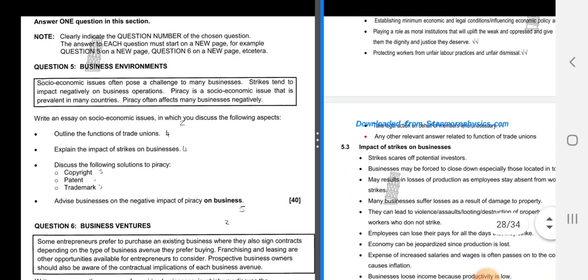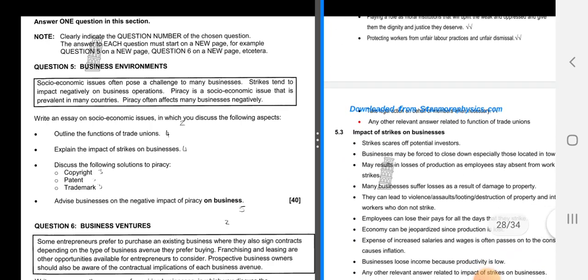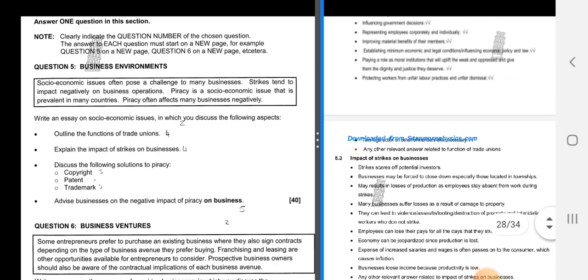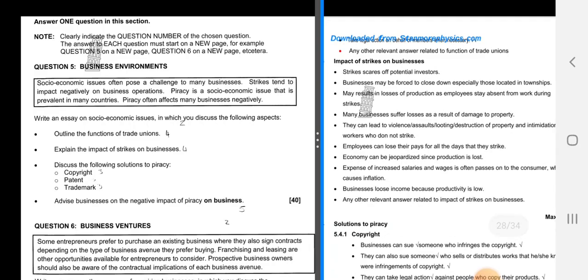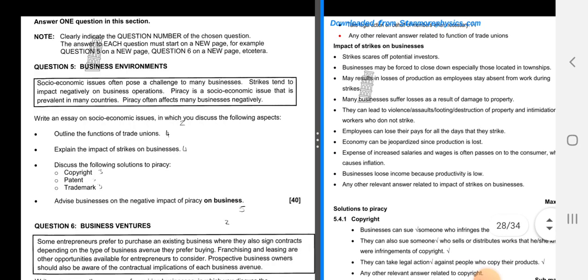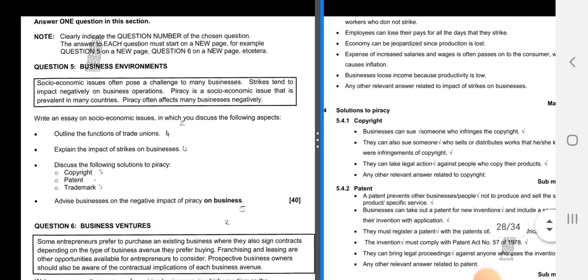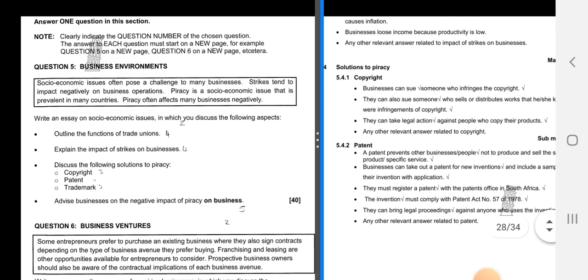Any other relevant answer? So another one: explain the impact of strikes on businesses. How does a strike impact a business? You can choose negative or positive impacts, or you can write both. And then you discuss the following: solutions to piracy, copyright.